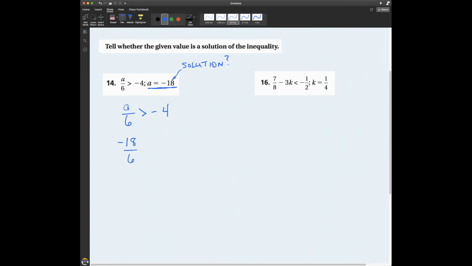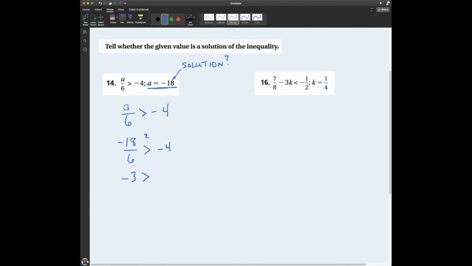for A, I will have negative 18 divided by 6. Is that greater than negative 4? I'm going to put a question mark above the inequality sign, because I don't know. Is it greater than or is it not? Let's do the math on the left-hand side. Negative 18 divided by 6. A negative number divided by a positive number is negative. So the answer is negative 3.